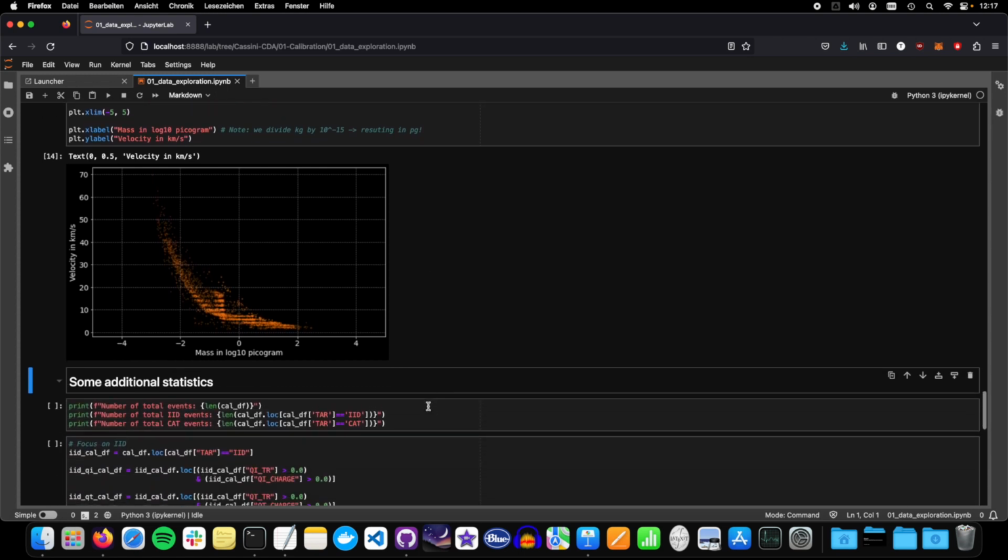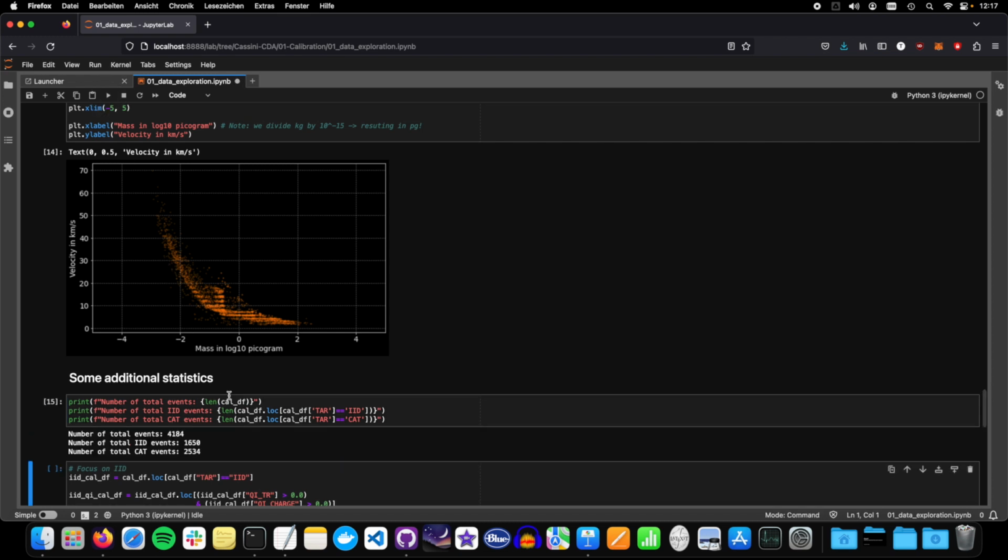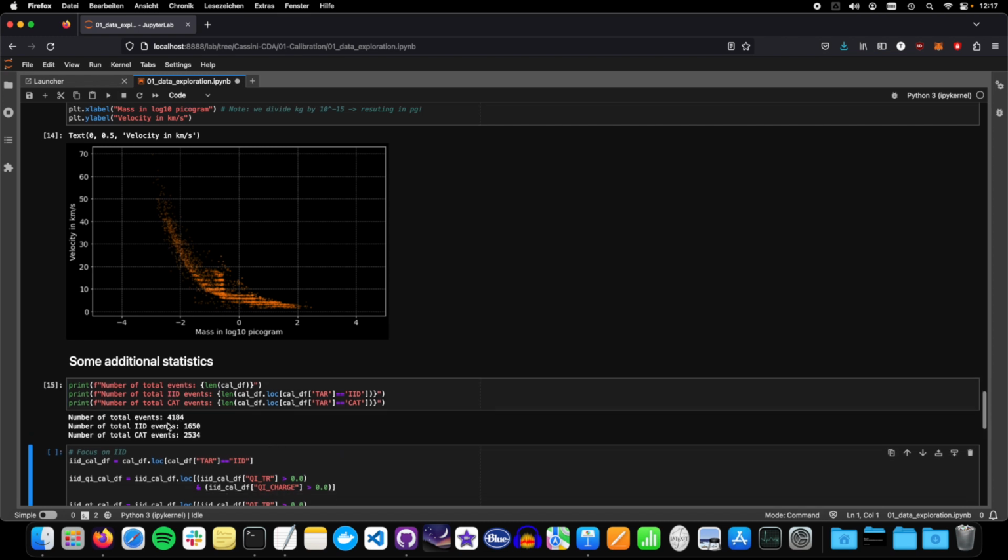Now some additional statistics at the very end. Let's have a look before we do the calibration function next time. Well, we have now in total 4,184 events, and around 1,650 hit the larger target, and 2,500 the smaller target. So the CAT, where the particles are accelerated to the time of flight mass spectrometer.